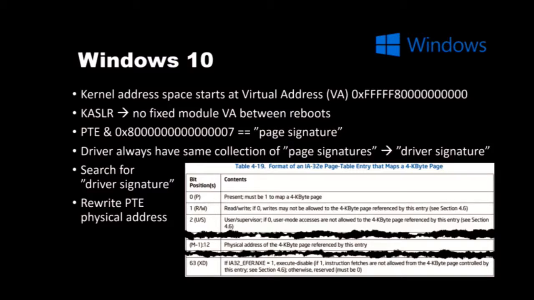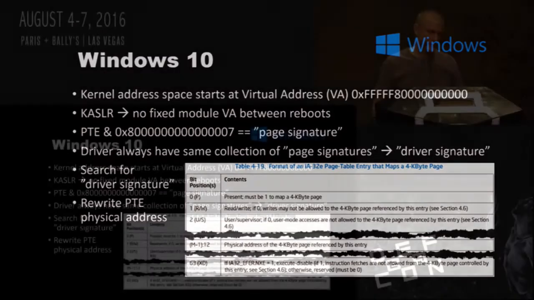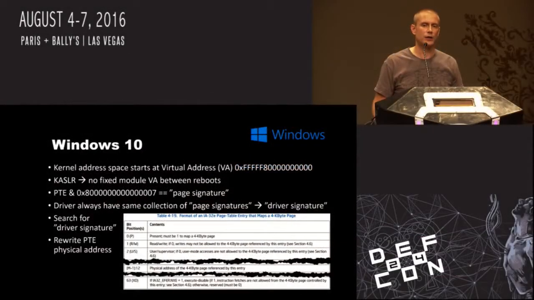And if you have a look at the driver or the kernel itself, you can call that collection of page signatures a driver signature. So what I'm doing is searching for the driver signature by walking the page table. Once I find the correct driver to target, I locate the page and rewrite the physical address in the page table entry to a place below 4 gigs, which I can control over DMA.